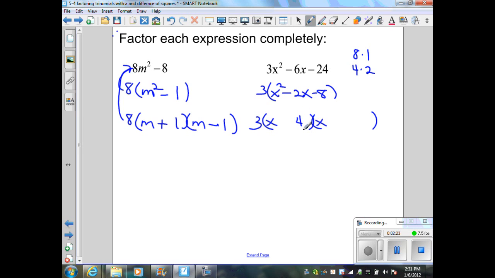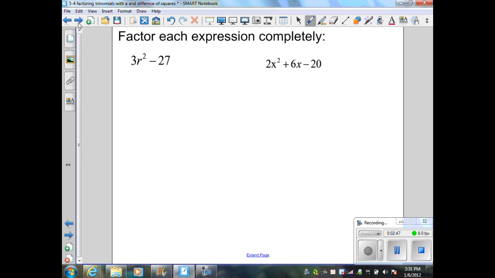Here, I'll use 4 and 2, because I do know that 4 minus 2 gives me 2. And I know that 4 is going to be the minus because it's a middle term that's negative, and my 2 will be a plus. And when I FOIL, that's going to give me x squared minus 4x plus 2x, which gives me a minus 2x, minus 8.